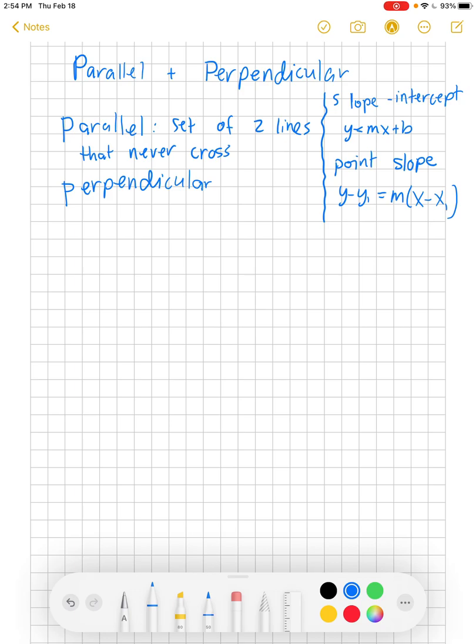A good example of parallel lines is right in the word parallel itself. There are the lines. Right there, they never cross. They can go on forever and ever, and they will never touch. Mathematically, what that means is they have the same slope.